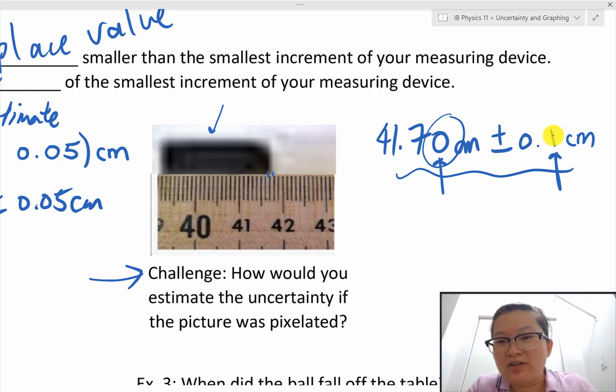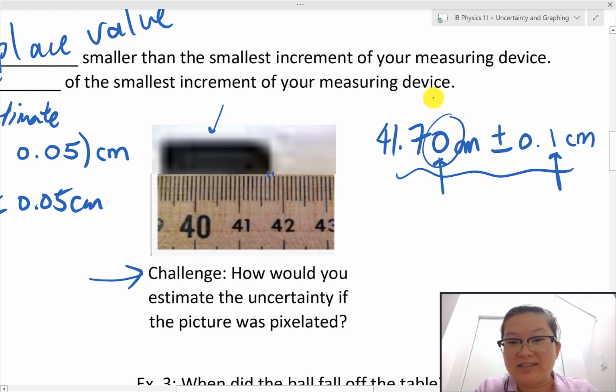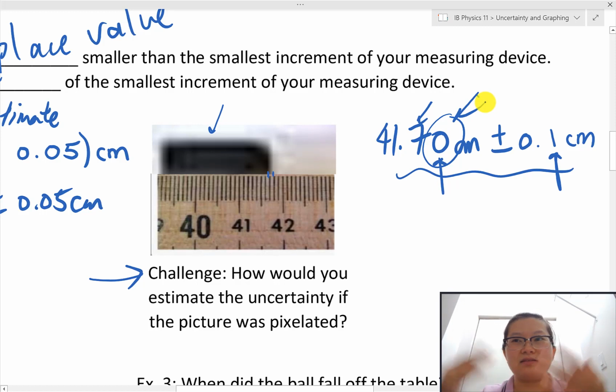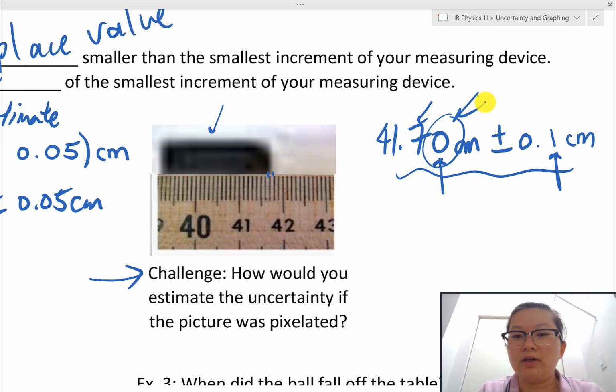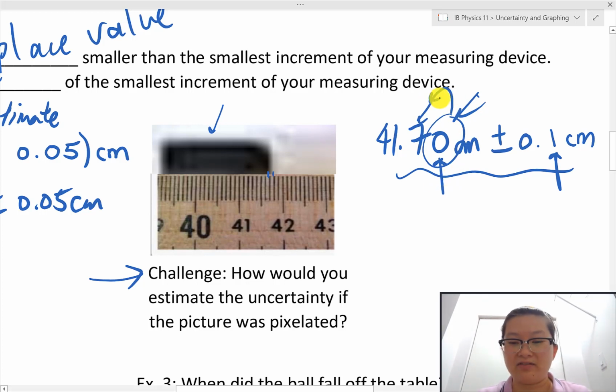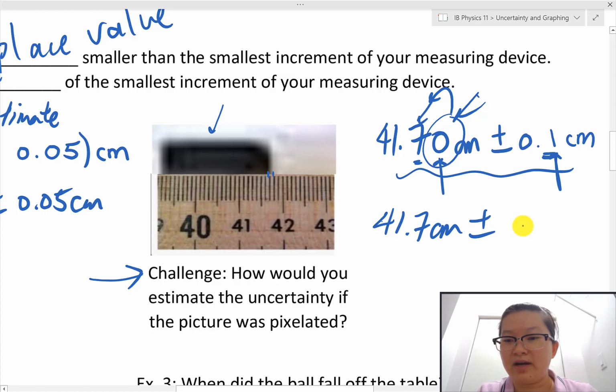Because I'm already uncertain, if I don't even know if my 7 is correct or not, if it's within the range, then how can I even be more sure about the 100th place? It just doesn't make sense. I'm even less sure about that. So I would then take the 0 and do the rounding to the 10th place so that these 2 place values match up with my uncertainty and with my actual number. So this actually will look like 41.7 centimeters plus minus 0.1 centimeters, okay?